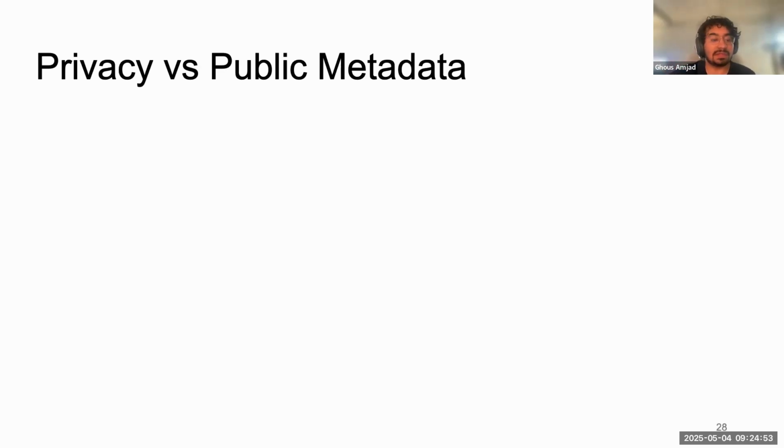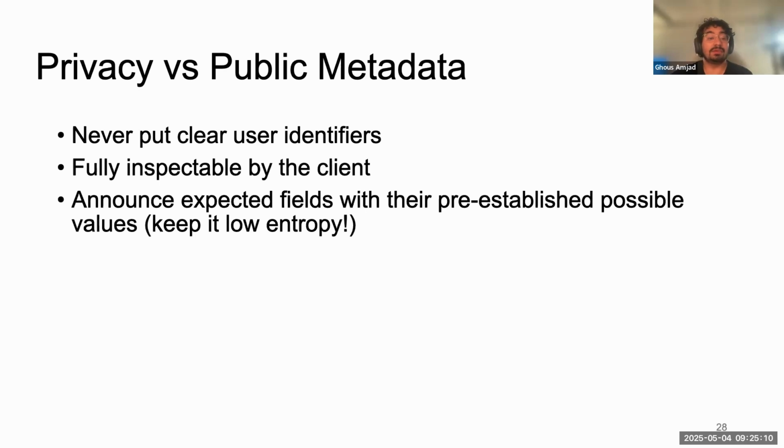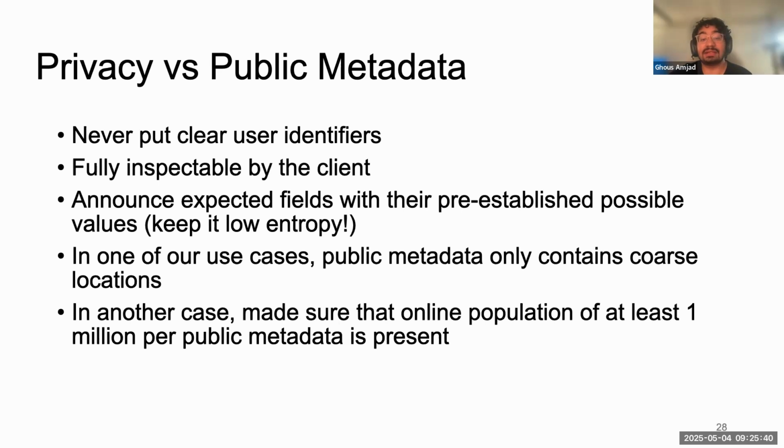stays. So clearly, the metadata should not contain overtly sensitive information. You should never put direct user identifiers in them. That's bad. It should also be fully inspectable by the client because we need some sort of transparency or accountability. So we should announce expected fields with their pre-established possible values, and these values should be low entropy values, so a lot of people should end up with the same values. In one of our use cases, we restricted public metadata only to contain coarse locations like country level information. And in other cases, we made sure that an online population of at least 1 million per public metadata is present, otherwise that public metadata is not good, and so on.